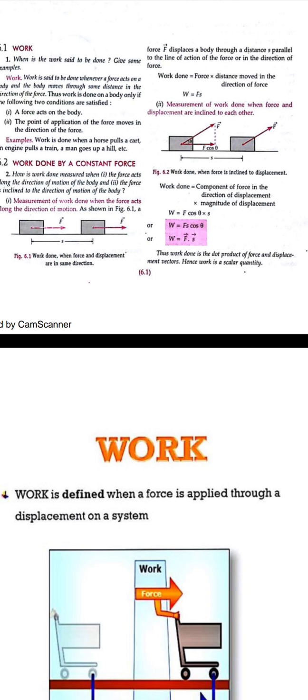So work can be defined as the amount of force applied on the object, and due to this applied force, if the object is allowed to move, then the motion of the object in the direction of the force is said to be work done.